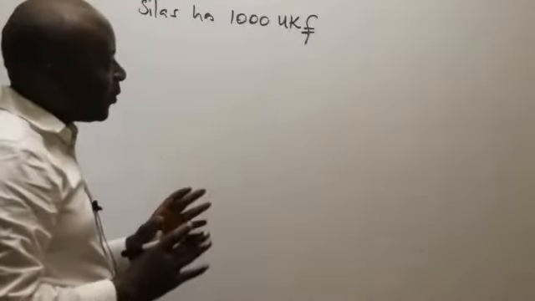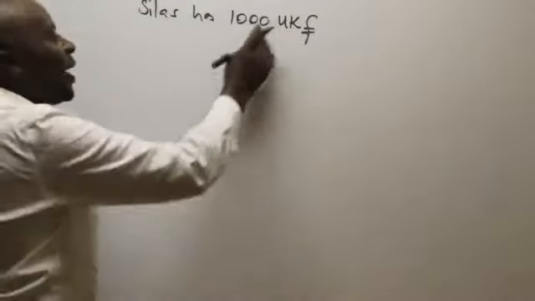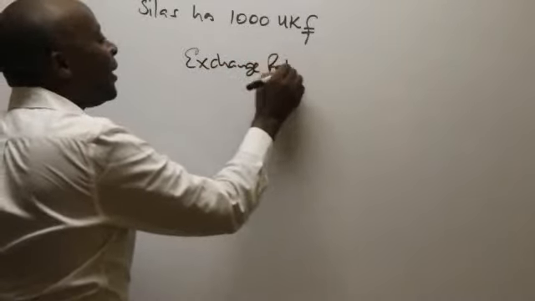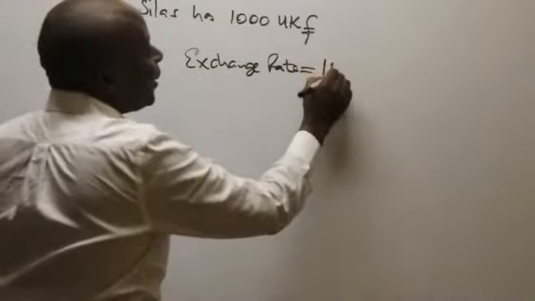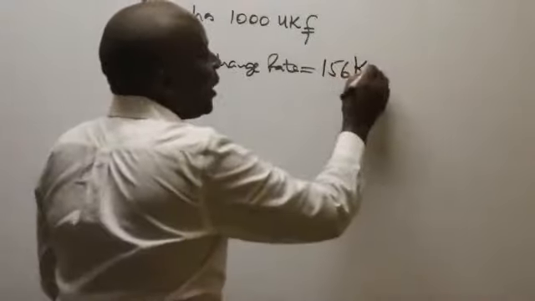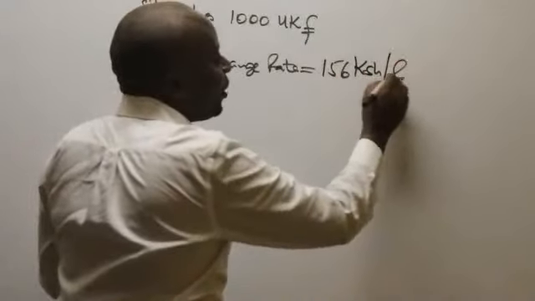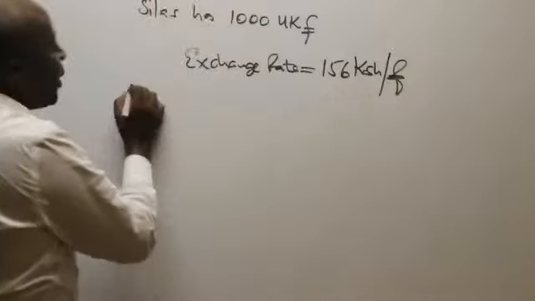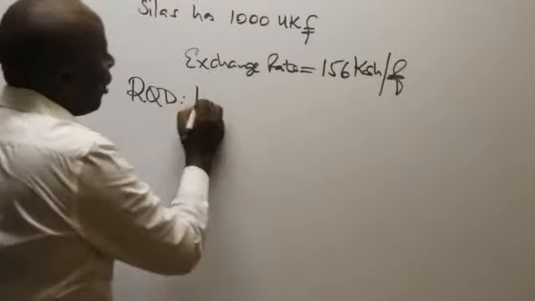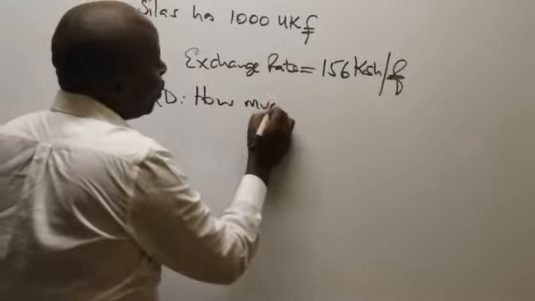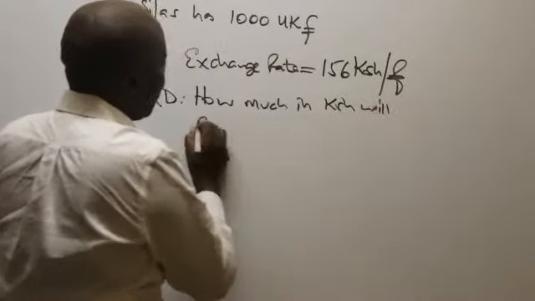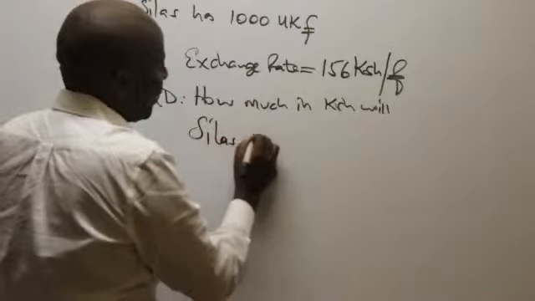So he has 1,000 UK pounds. So here he goes to this bank and is given an exchange rate. An exchange rate of how much? An exchange rate of 156 Kenya shillings per pound. So in this case here, could you kindly do some working for me? And then you tell me how much in Kenya shillings will Mr. Silas receive.